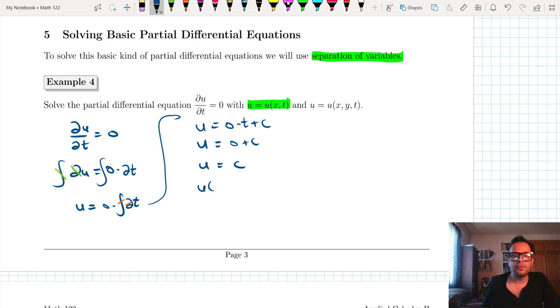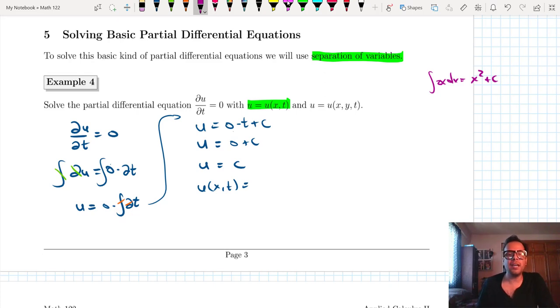So this u of x, t equals... okay, in this case we did what we call a partial integration. When we integrate, for example, x dx, the integral is x squared plus some constant of integration, whatever that is. It's a number.